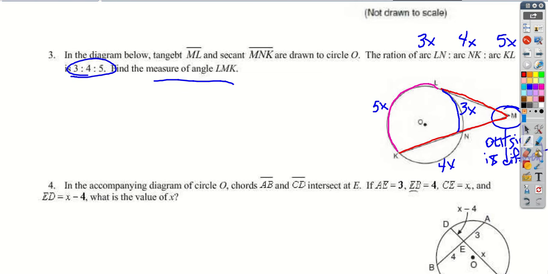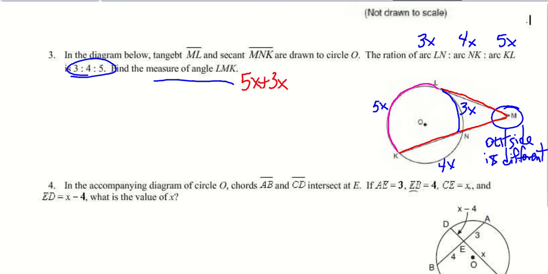Okay, so first thing you have to do is find x. So remember, all the arcs together make 360. So 5x plus 3x plus 4x is equal to 360. All right, this is 12x.